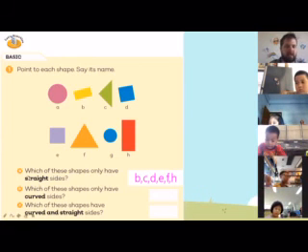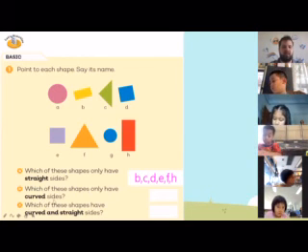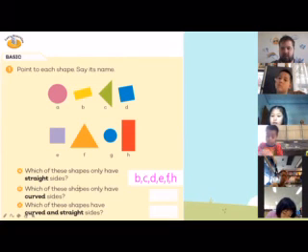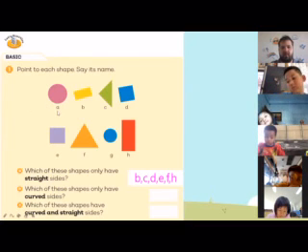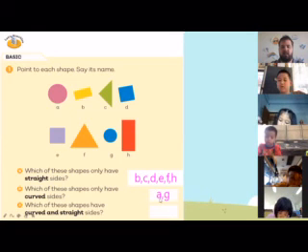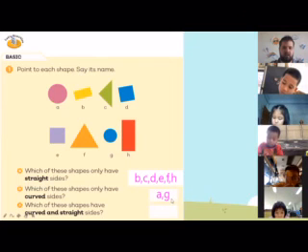Okay, let's look at exercise B. Which of these shapes only have a curved side? Remember, curved sides are the circles. So we have A and G. So I'd like you to write A for our circle and G for the circle. So A and G. Please write A and G.